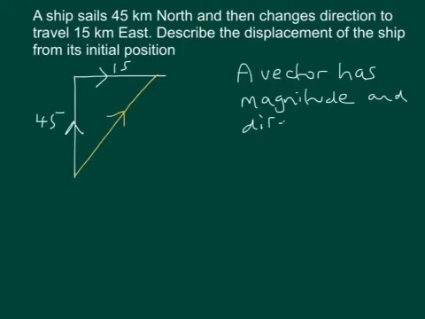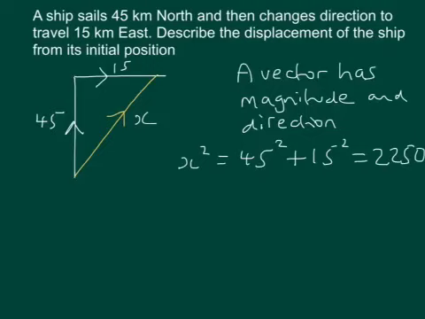Magnitude is like length. So what we can do is we can find, let's call the magnitude x. We can say x squared is 45 squared plus 15 squared. 45 squared plus 15 squared is 2250. So the magnitude is the square root of that, which is 47.4 kilometers to 3 sig figs.